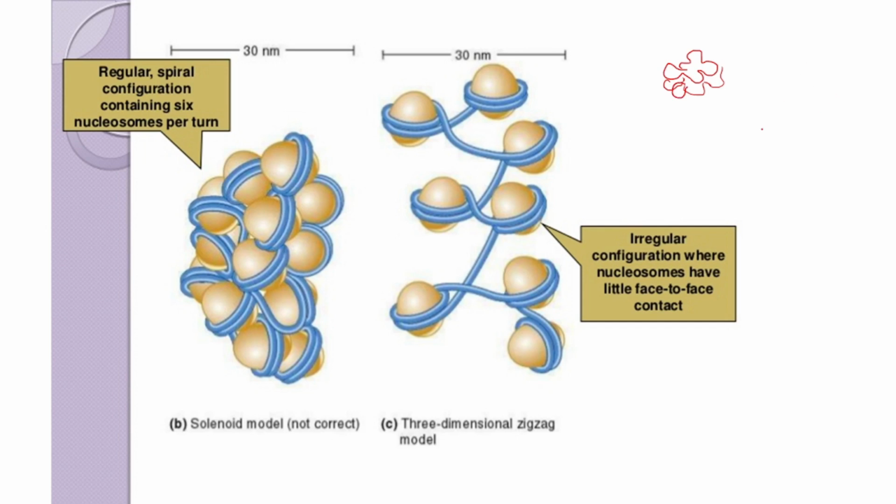I will draw it more clearly here. Suppose this is the nucleosome of the first coil, and then again coiling, and here the second coil's nucleosome comes at this level instead of coming here, in a zigzag manner. That is the zigzag model proposed for the organization to form the 30 nanometer fiber. I think it's clear.